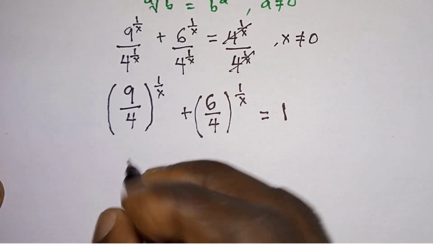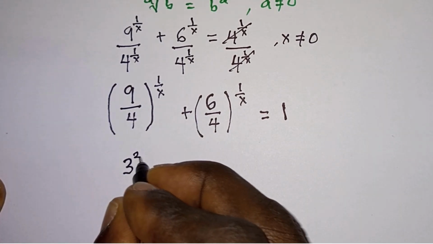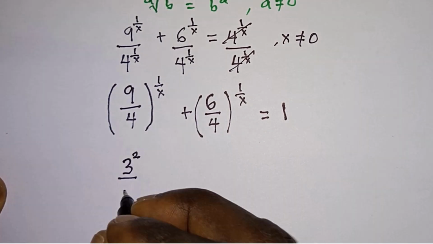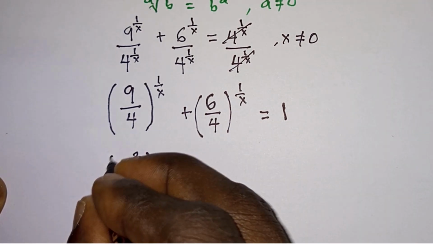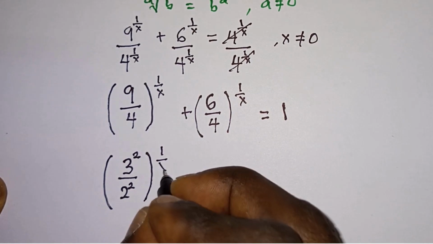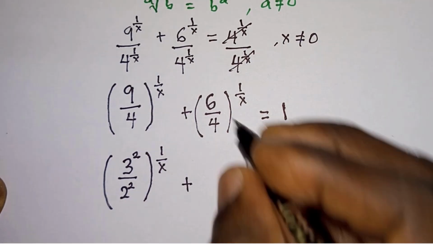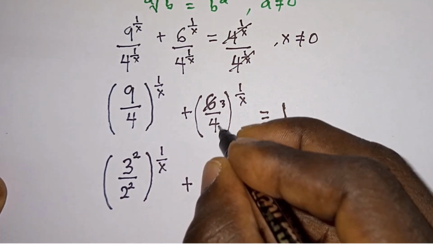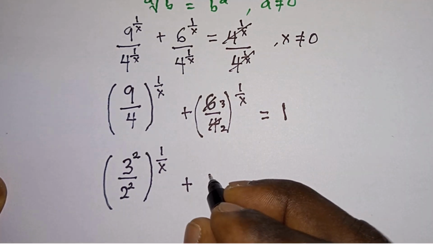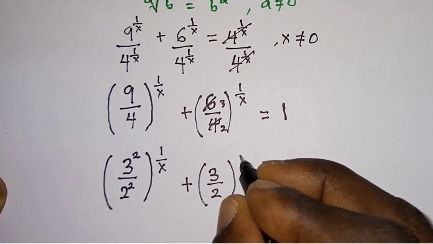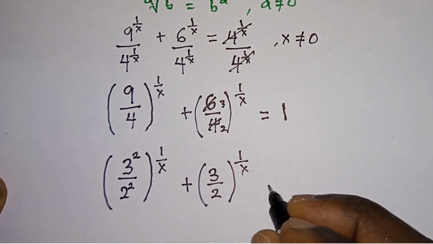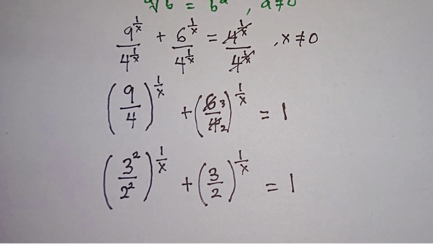Now, this 9 over here could be written as 3 to the second power divided by 4 is also the same as 2 to the second power, then all to the power 1 over x plus 2 goes into 6 3 times and then goes into 4 2 times. So we have 3 divided by 2 all to the power 1 divided by x is equal to 1.